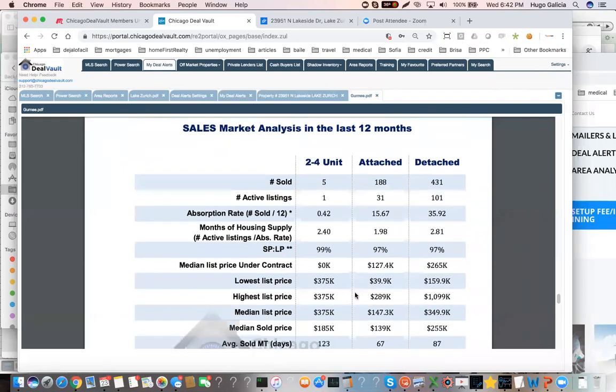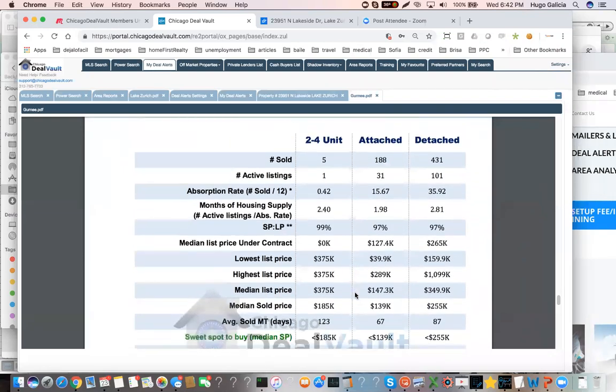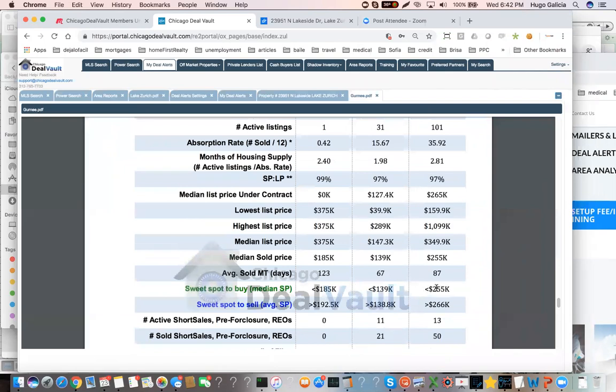So the first thing that I wanna know is, what's the sweet spot to buy a single family home in Gurnee? Less than 255. How long are they gonna stay in the market? For about 3 months. But look at this, there are a lot of flips happening in the area. Okay, so that is something to keep in mind.